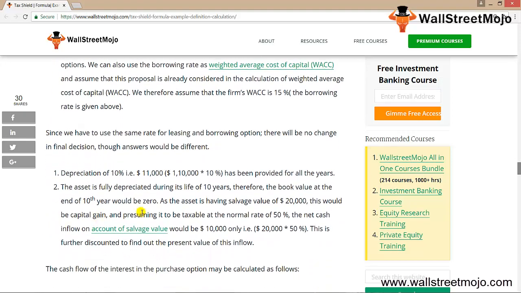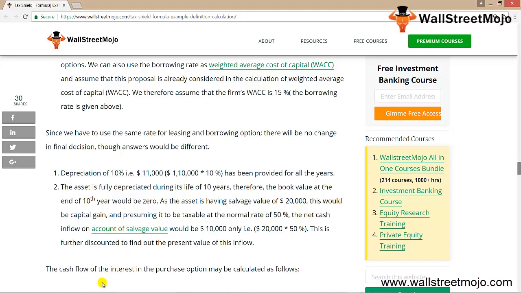Now the depreciation was 10%, as we know, so on the total asset amount, which is 1 lakh 10, 10% has been provided for all the years. The asset is fully depreciated during the life of 10 years, and therefore the book value at the end will be 0. That is quite logical. Salvage, which is given to us, is 20,000, and that would be your capital gain, because 20,000 minus 0 is your capital gain. Presuming it is taxable at the normal rate of 50%, the net cash inflow on account of salvage value would be 10,000 only. That is 20,000 salvage value into 50% as the normal rate.